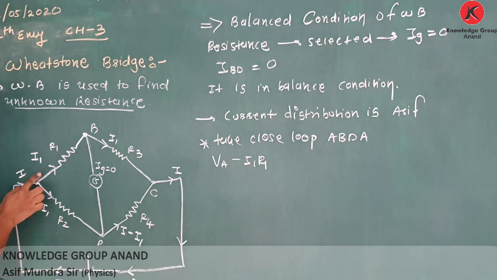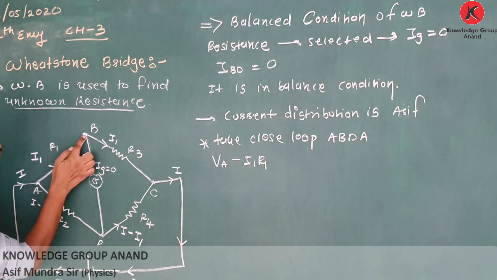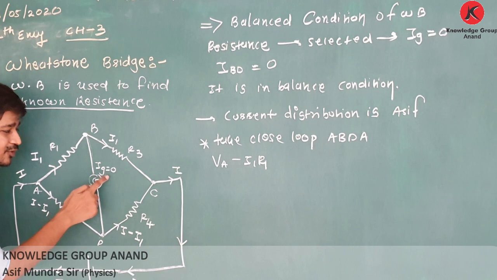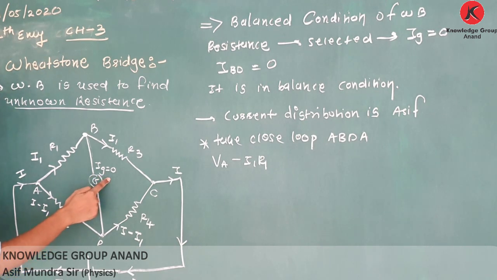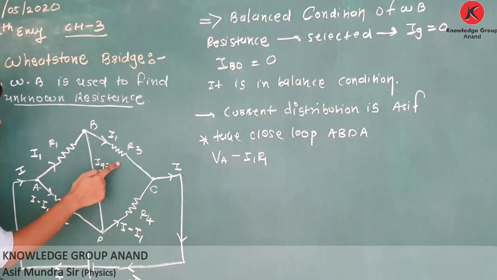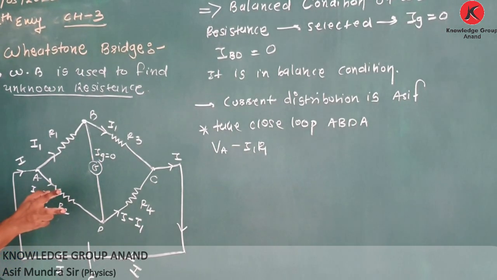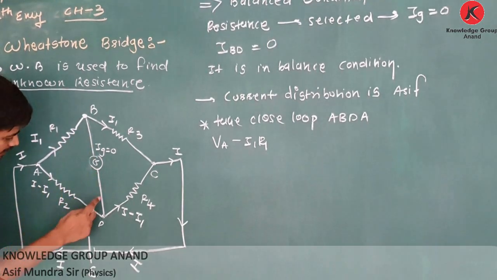Clear about this? Then from B to D we have to move through the galvanometer. Students, the galvanometer has some resistance, but the current flowing through the galvanometer is 0. So there is no potential drop or potential rise. Clear about this? So, nothing.